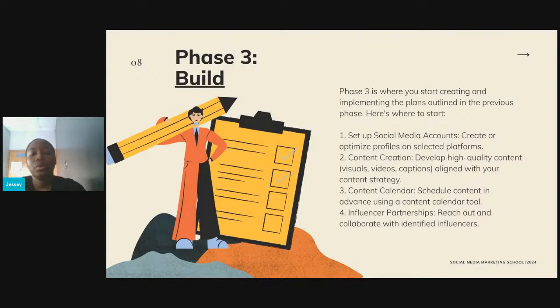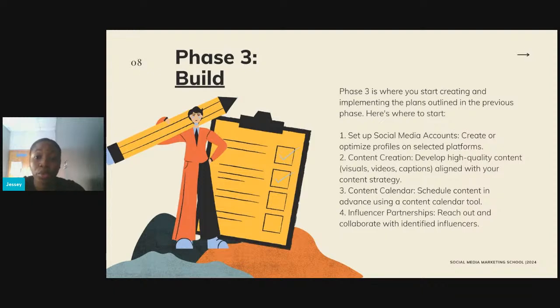Right. So we have understood what social media marketing looks like. We understand how social media marketing works. We have created a plan that can work for us. Now we want to implement, we want to build, right? So this is where you start creating and implementing the plans outlined in the previous phase. And how do you get started?